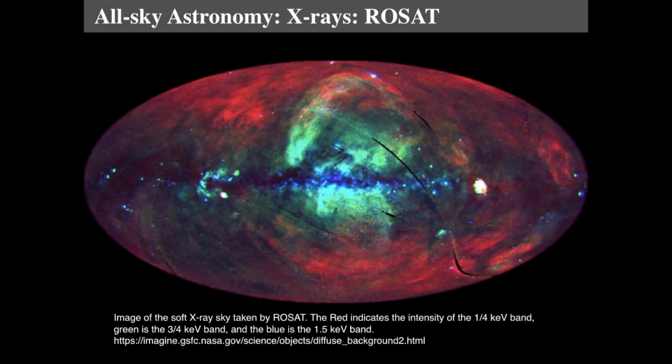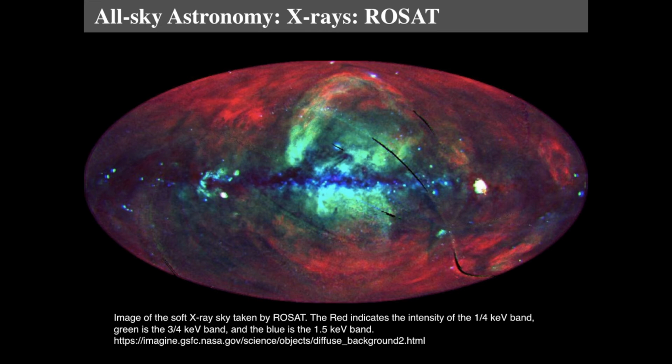Anyway, let's go to the other end of the spectrum. So we looked at the very, very, very longest wavelengths of light. Now let's look at the shorter wavelengths of light. And here on the right, we see the X-ray emission that was seen by the ROSAT satellite. And so the ROSAT satellite looks in X-rays.